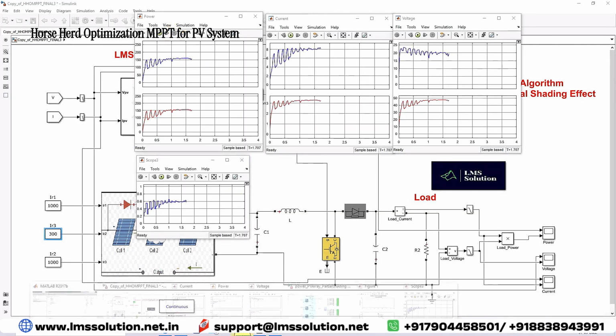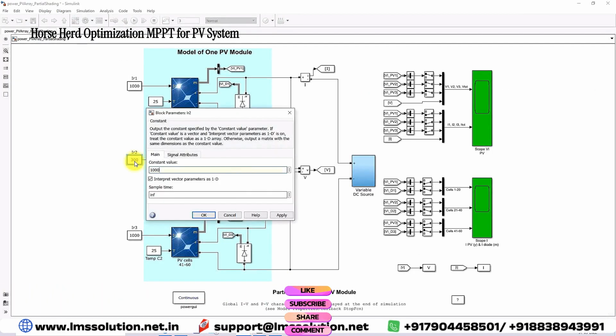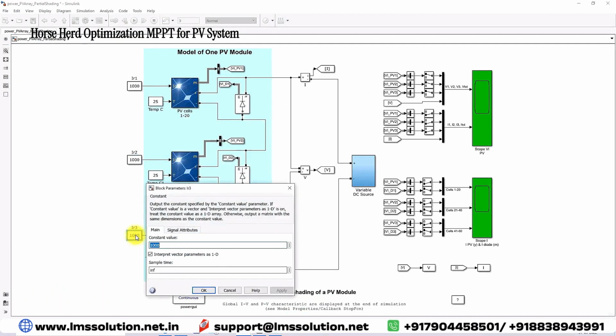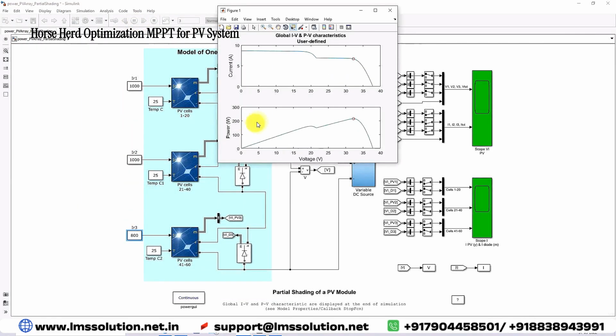Next, I'm going to fix another condition. I'm going to make this panel irradiation equal to 1000, and here I'm going to make the irradiation equal to 800. So 1000, 1000, 800. Now you have to find the peak point. Here also we have two peak points. This is the local peak point, and this is the global peak point. Here the global peak point value is 215.2 watts for this particular condition.